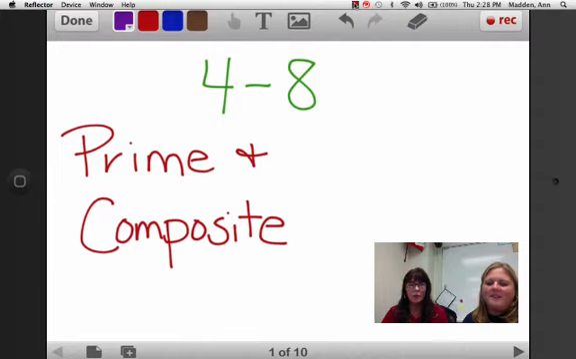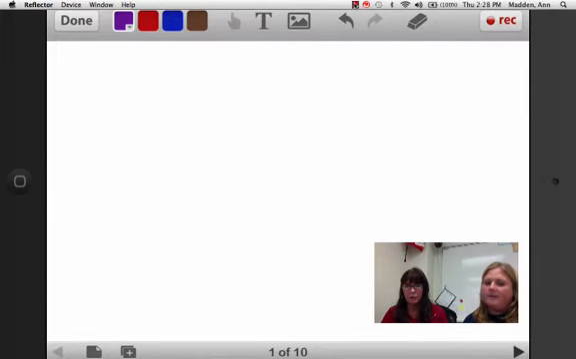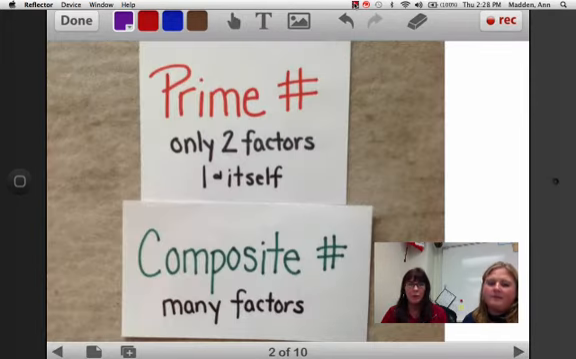Hi, tonight we're going to go over lesson 4.8. We're going to be talking about prime and composite numbers. Prime numbers have only two factors, 1 and itself. Composite numbers have many factors.